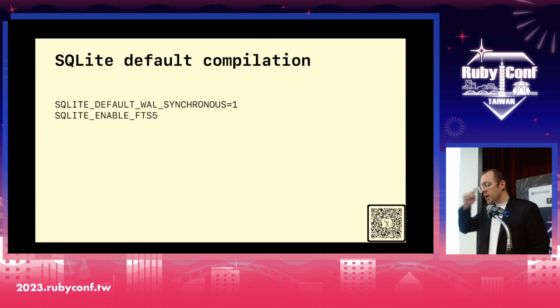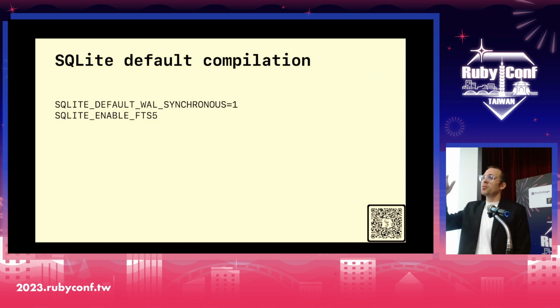The other big change is that we have changed the default compilation for the SQLite executable. So when you ran bundle install sqlite3 months ago, you would get an executable that did not have any of these flags. This is the same thing here. We're telling it at the executable level, we're saying, you are going to be running in WAL mode. Forget about the rollback journal. We don't need any of that. We're not going to use it.